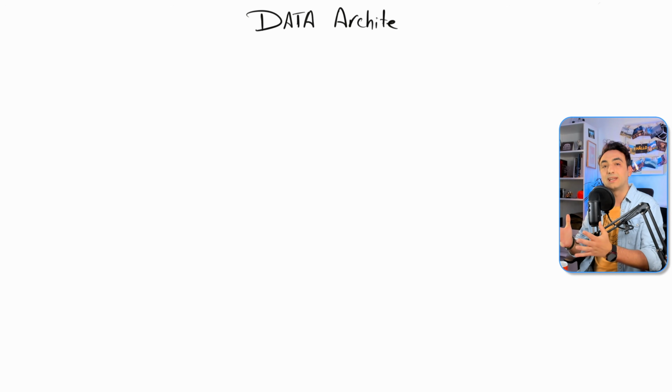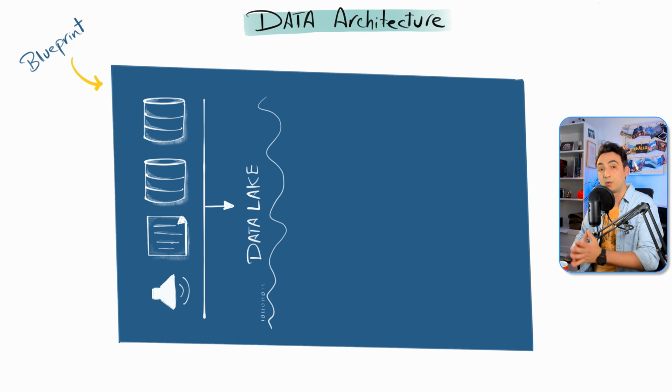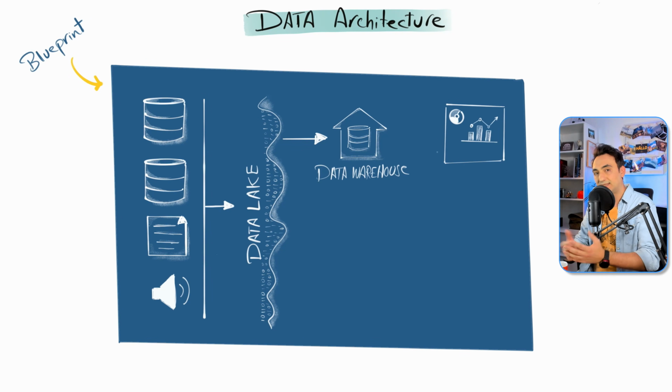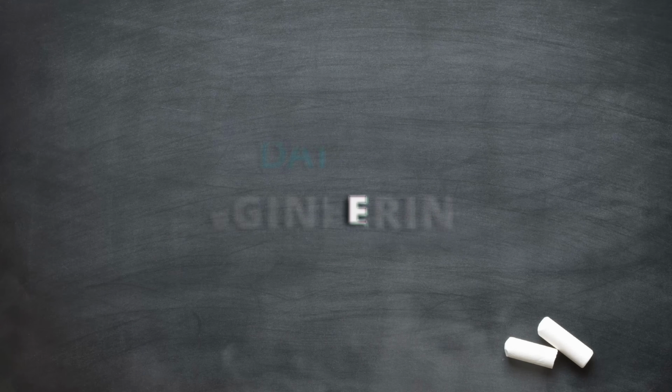So what we can do, we can design or build a data architecture. Data architecture is the process of creating a blueprint on how we organize, process, and store our data into different layers for different purposes. So data architecture makes it easier to manage, protect, and access our data.